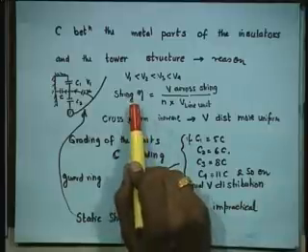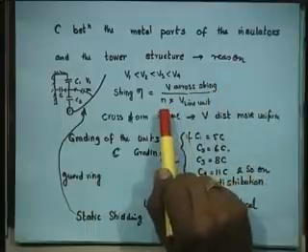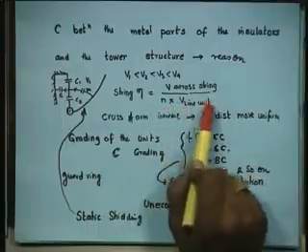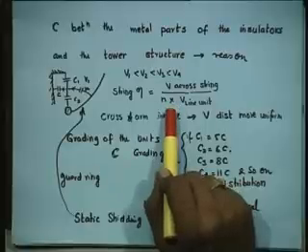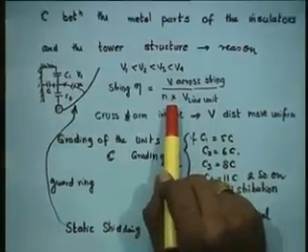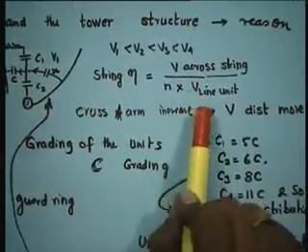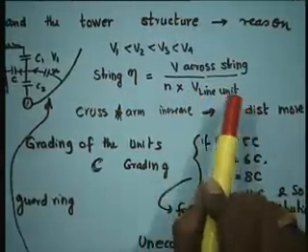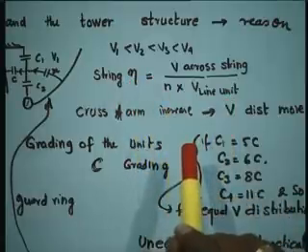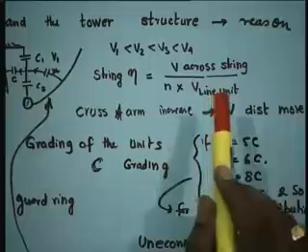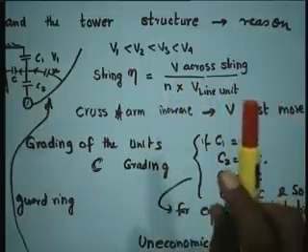String efficiency is defined as voltage across string divided by n times V line unit. N is the total number of insulators. The denominator is always n into V across line unit, which is maximum, and that is why the efficiency will be less than 100. Higher the efficiency, better it is.